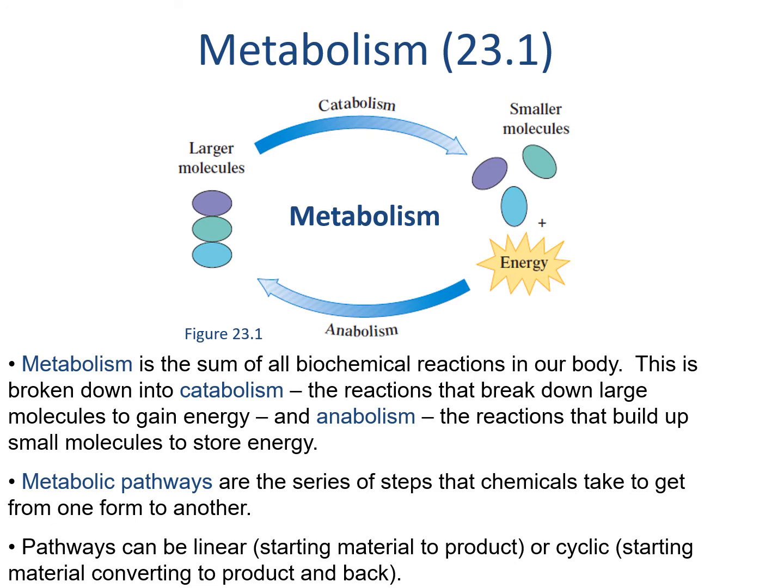A pathway sometimes is linear, where we completely convert the starting material to a product, or sometimes they're cyclic, where the set of reactions give us back the original starting material, but convert a few atoms into energy or waste. Examples include the citric acid cycle and the urea cycle, or in plants, the Calvin cycle.